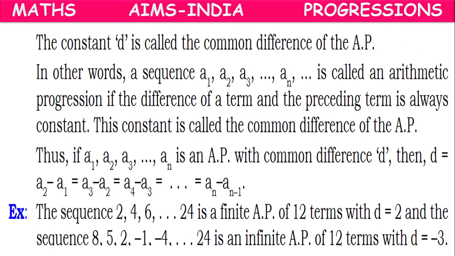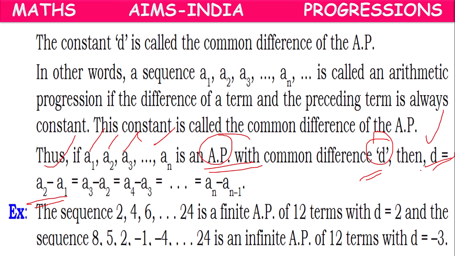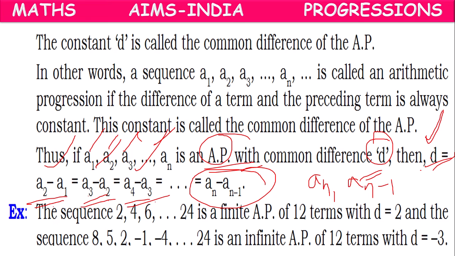So if A1, A2, A3, An are in AP with common difference D, then the D value we can write as the difference A2 minus A1, or A3 minus A2, or A4 minus A3, or finally the difference of the last term An and its preceding term An minus 1. So common difference can be written as the difference between any two terms.